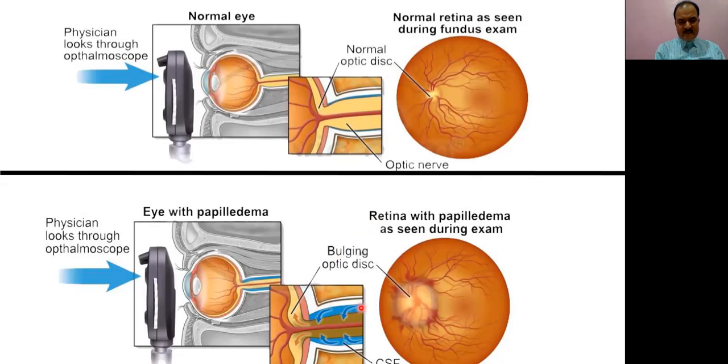the CSF, because of raised intracranial pressure, pushes the optic disc forwards into the eyeball, into the vitreous of the eyeball. And the doctor sees the optic disc like this. Compare this optic disc with this normal one. So this is what is called papilledema. This is papilledema due to raised intracranial pressure.